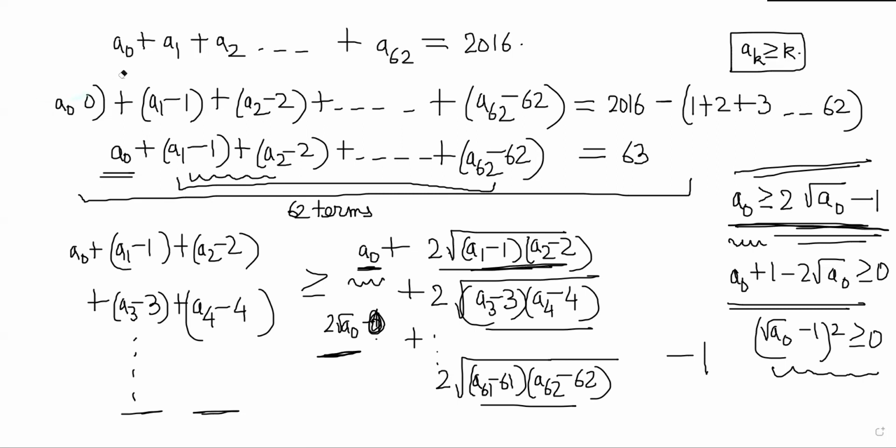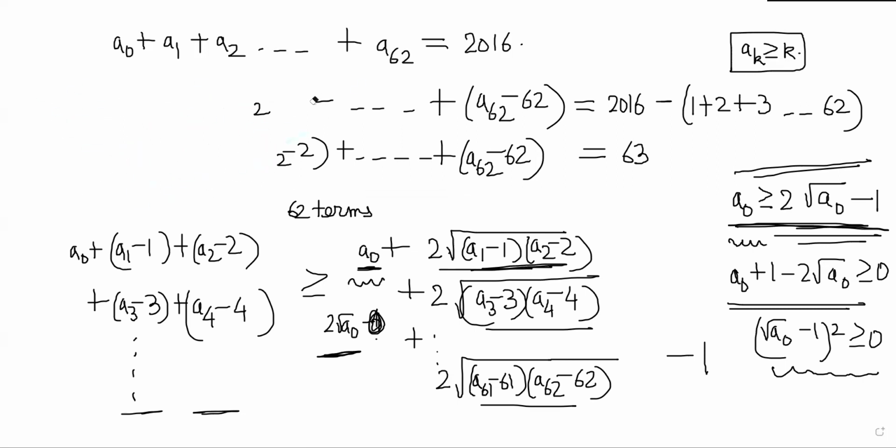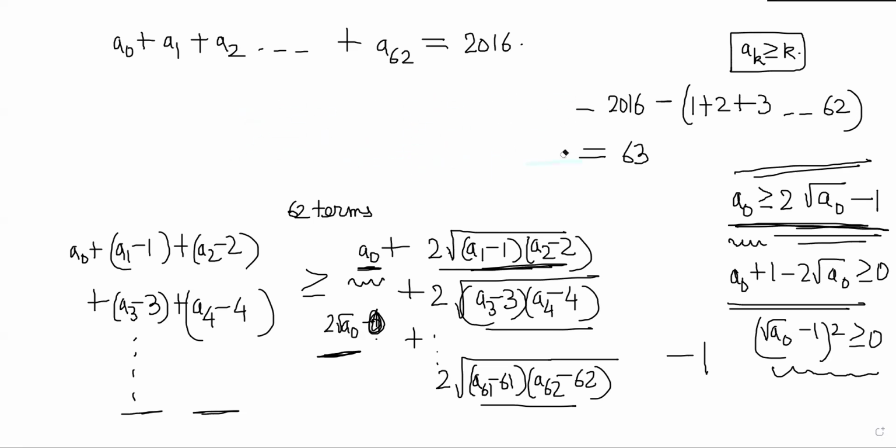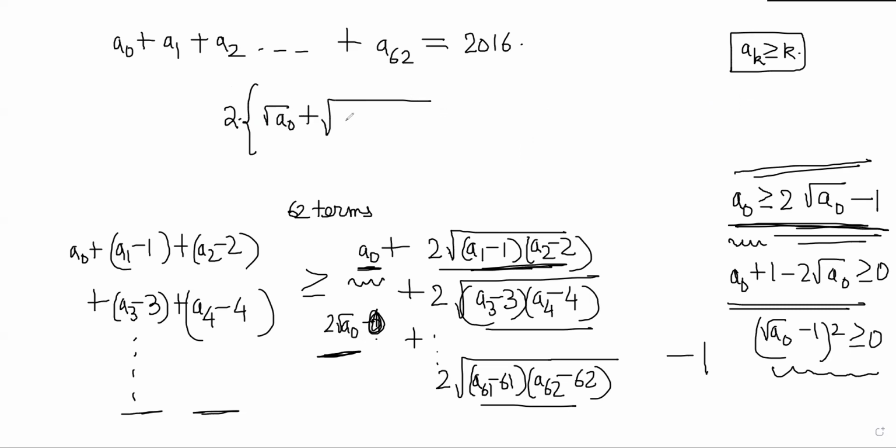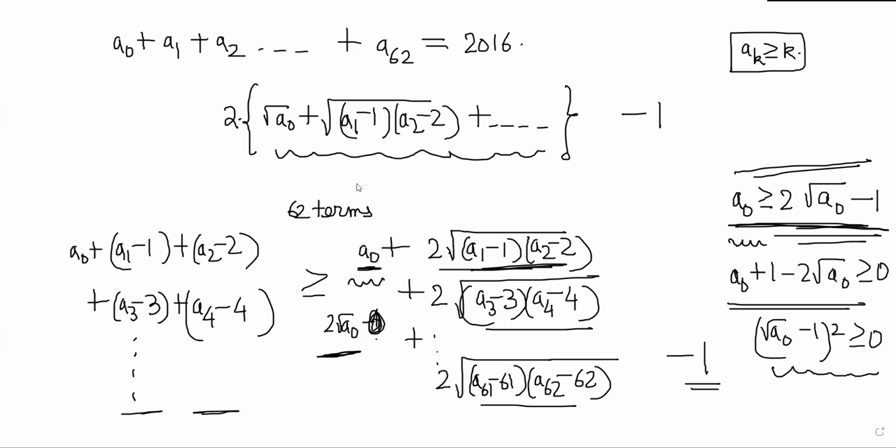Yes, sir. What I'm asking you to notice is the right hand side right now. The right hand side is looking like this: twice of root A0 plus root of A1 minus 1 times A2 minus 2 and so on till the last term, and there is a minus 1 here at the end. Correct? And it was given in the question that this has a value of how much according to the question? 32.